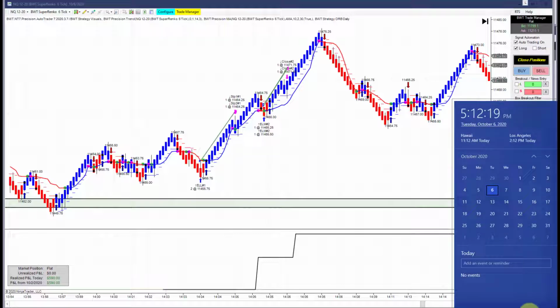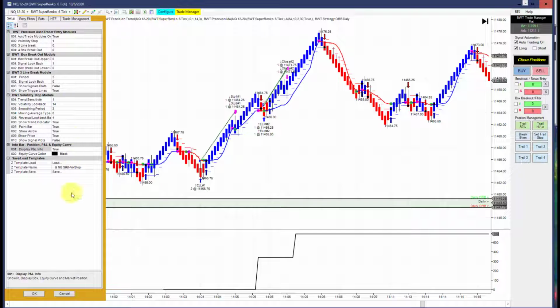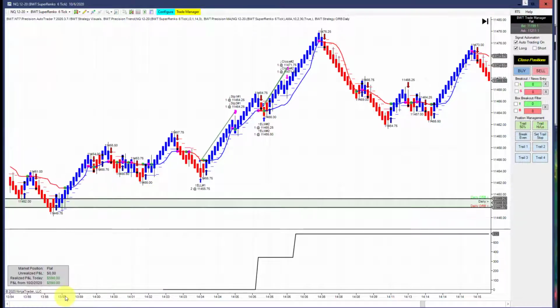Hello everyone, today is Tuesday, October 6th, and I have another live trading video. This is from my LeeLoo account. You can see the yellow border here, and I actually have a live recording of this trade.